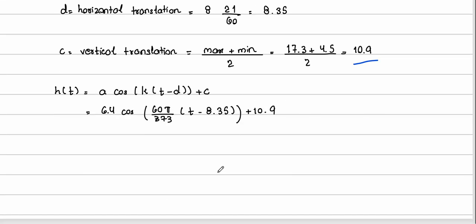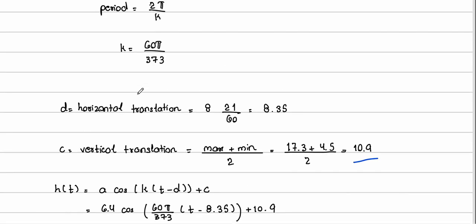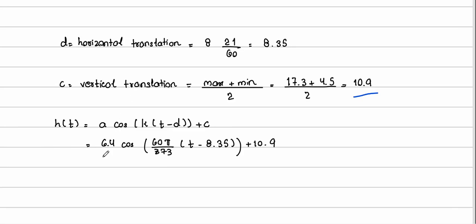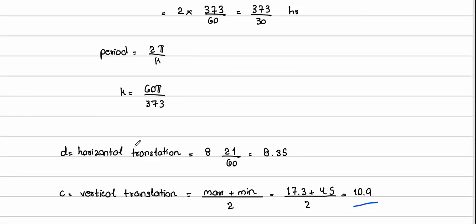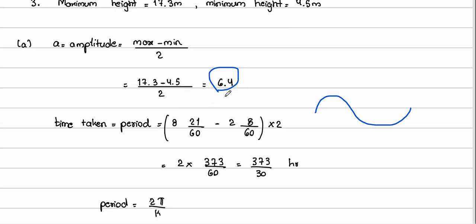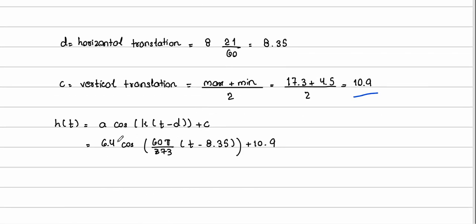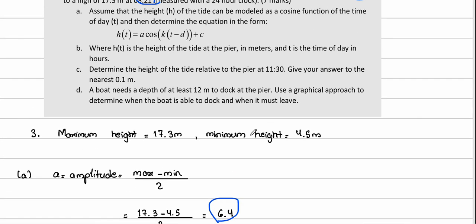It's going to be 10.9. So for the trigonometric equation, we're going to substitute all the values that we got from before. So this is going to be h equals 6.4 cosine of 60 pi over 373 times (t minus 8.35) plus 10.9. This is going to be our final trigonometric equation.